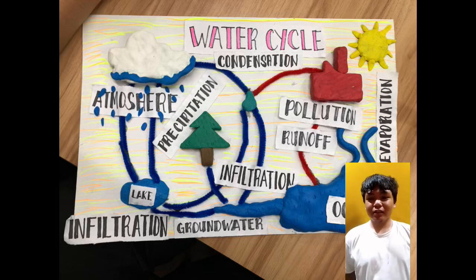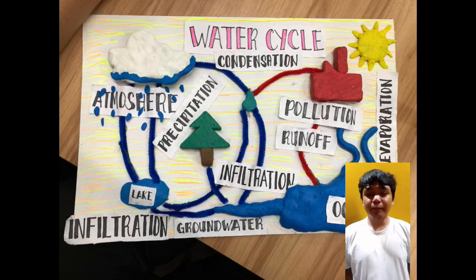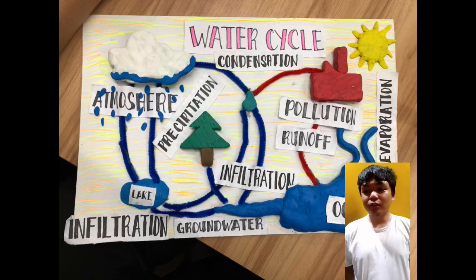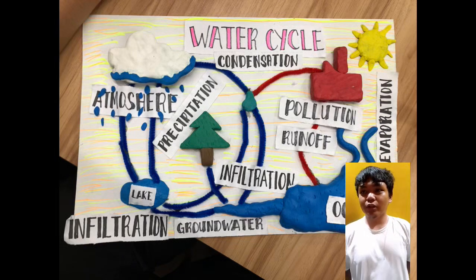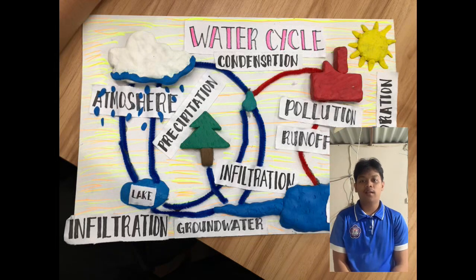In our model, everything is labeled and color-coded. Blue strings represent the natural movement of water, like evaporation and precipitation. Red strings show the effect of human activity, like pollution or construction. For example, a red string connects the factory to the cloud, showing pollution. We also included a legend to explain the meaning of each material and color, so it's easy to understand how the model works.